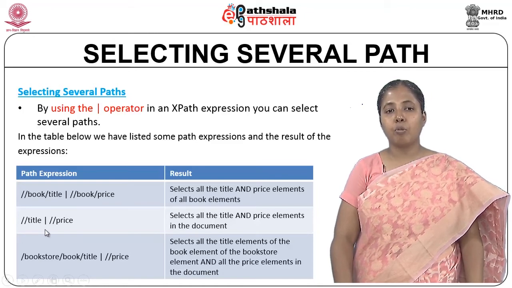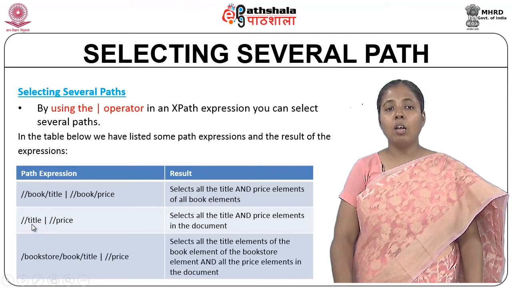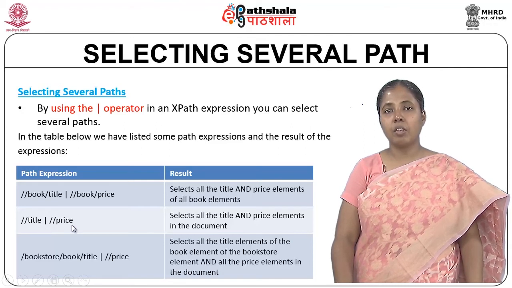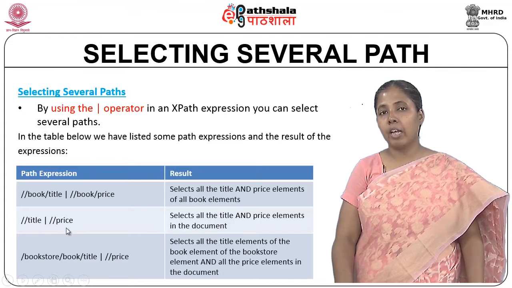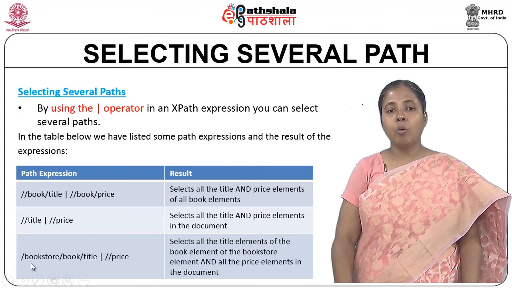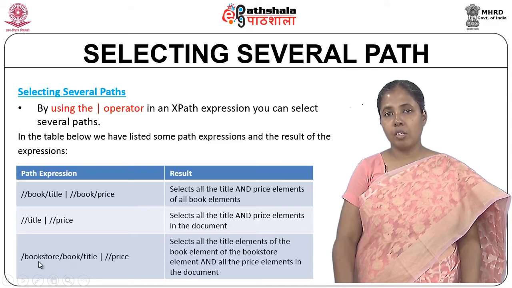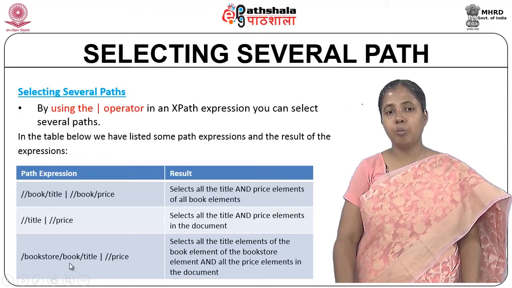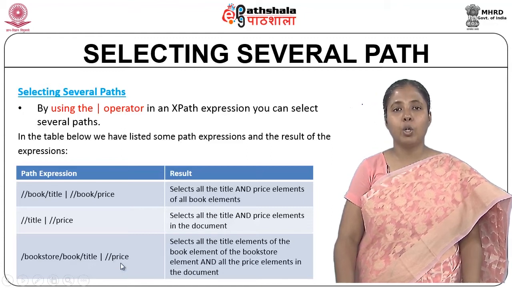The next path expression specifies all title and price elements in the document. A double slash specifies the elements that are present anywhere in the document. Now, the next example selects all title elements under the bookstore, under the book element, and all the price elements anywhere in the document.